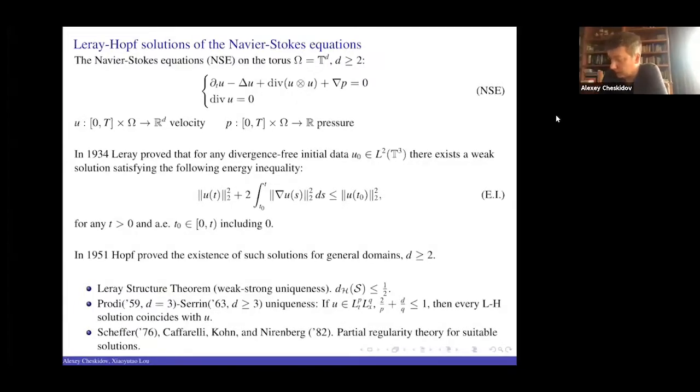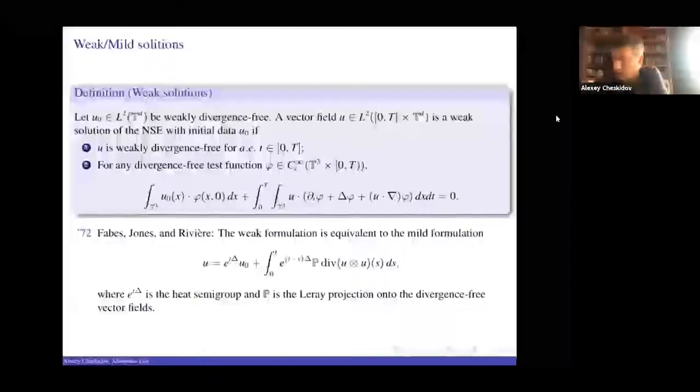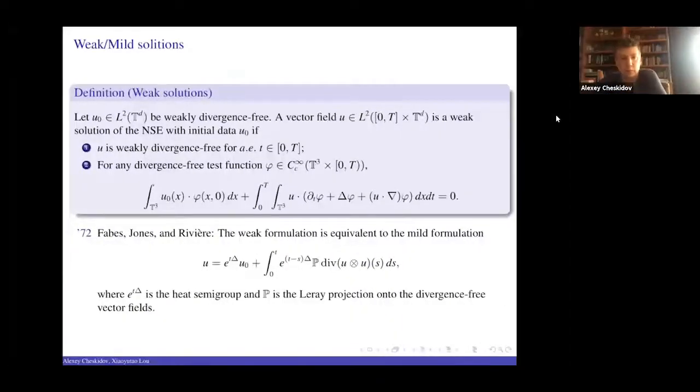Also, maybe I should mention that for Leray-Hopf solutions, the Hausdorff dimension of the singular set in time is less than or equal to 1/2, right? And this result was also extended to space-time by Scheffer and later Caffarelli, Kohn, and Nirenberg. Okay, so these are Leray-Hopf solutions. They are very nice. But what we are going to focus on is a potentially wider class of solutions that we call weak or mild solutions.